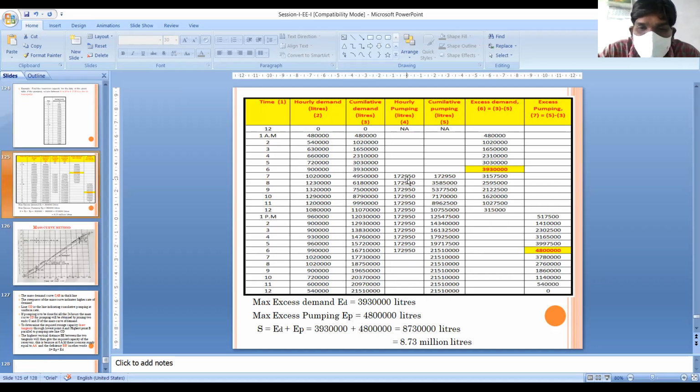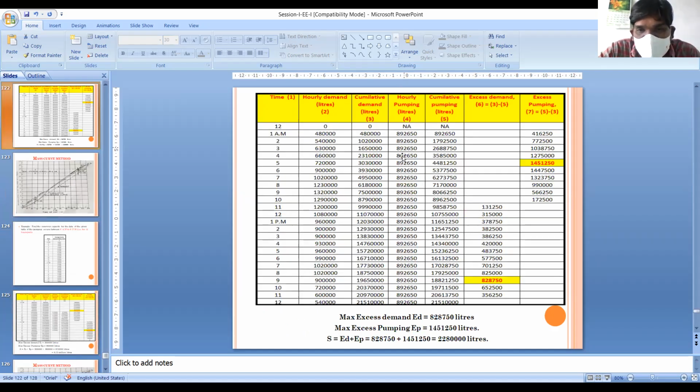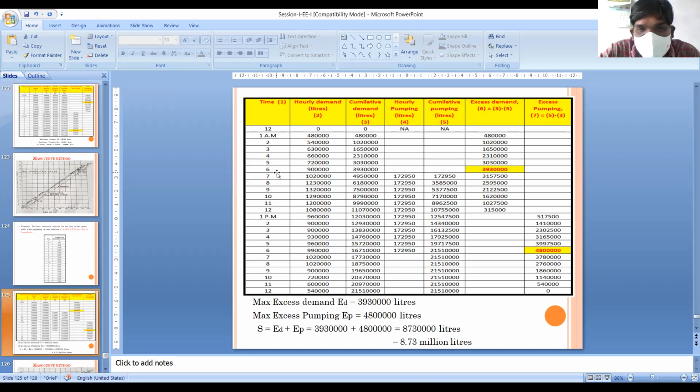Have a look here. This is by 12. The value you will get when you go by 12 for 6 o'clock. This is the average needed hourly pumping, the same column we have seen here also. This is hourly pumping because earlier it was for 24 hours and now it is for 12 hours. That is the reason, 6 a.m. to 6 p.m. Now cumulative pumping is 1,72,950 plus 1,72,950. This is the cumulative, and the same will continue up to here.